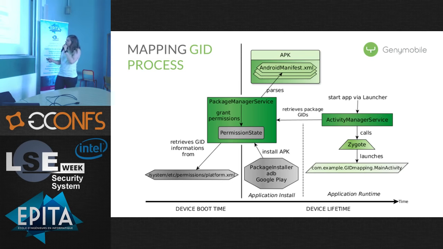When you're going to launch your application, when you click on the icon, the Activity Manager service says, hey, I want to know what the GID and the UID of this future process are.